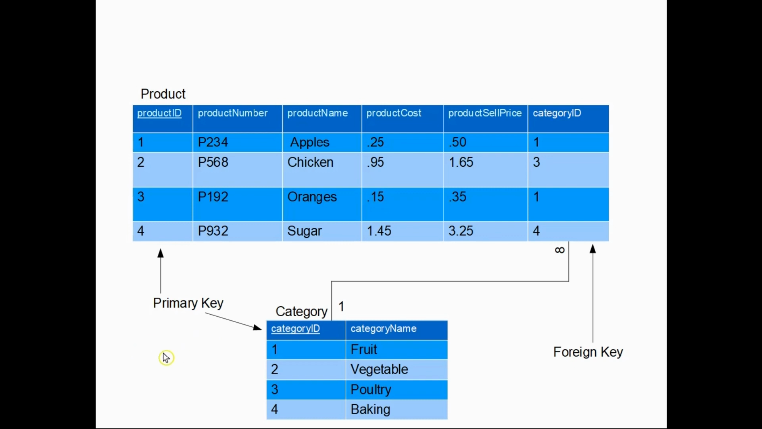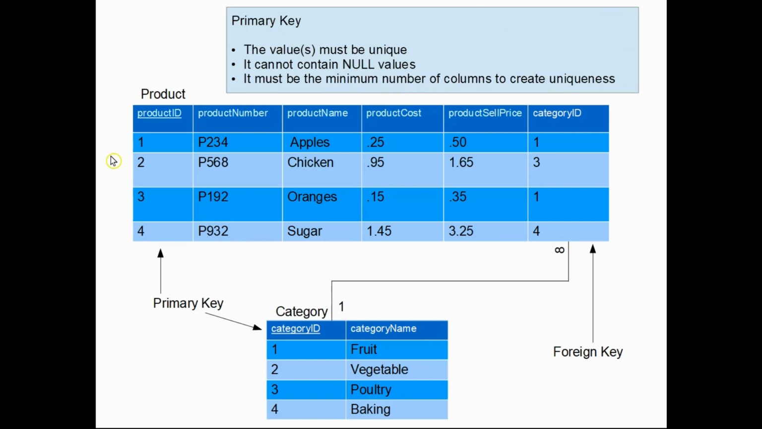Now, what I want to point out here is this column in this table, the product ID column, and in the category table, we have a column called category ID. Notice I've underlined the column names. That indicates a primary key, okay? Every table that you create will have a primary key, okay? And a primary key has three characteristics, okay? And they are, the values must be unique. So all these values, no matter how many rows you have, have to be unique. In other words, they cannot repeat, okay?